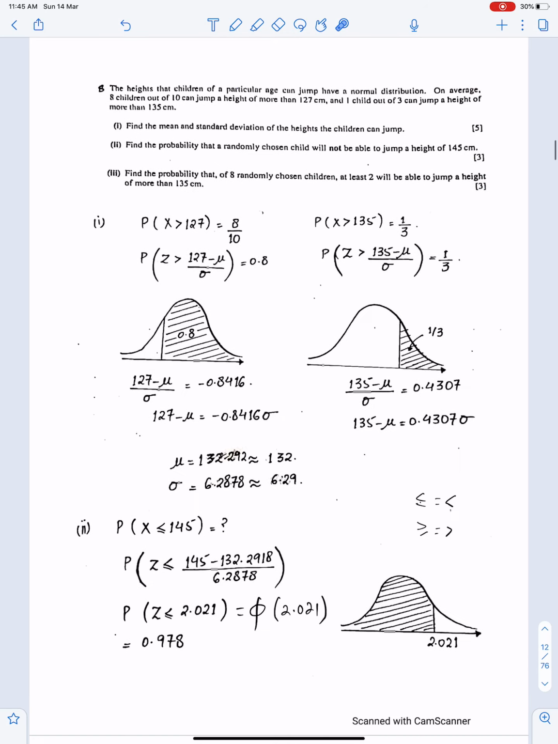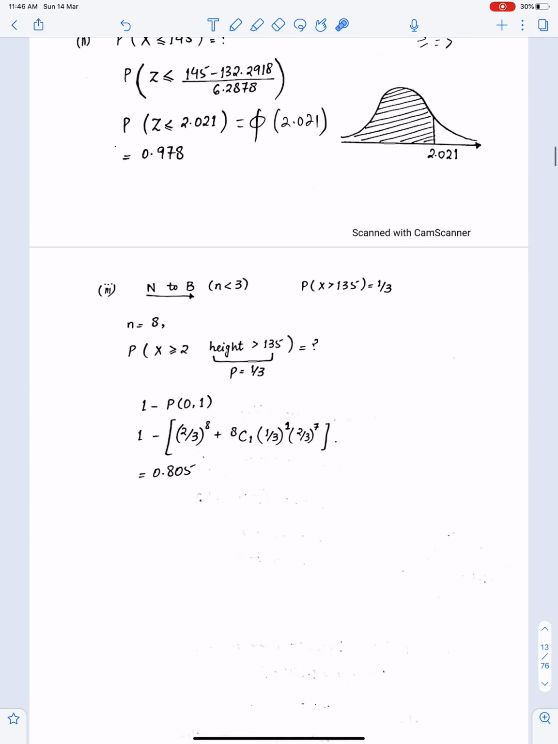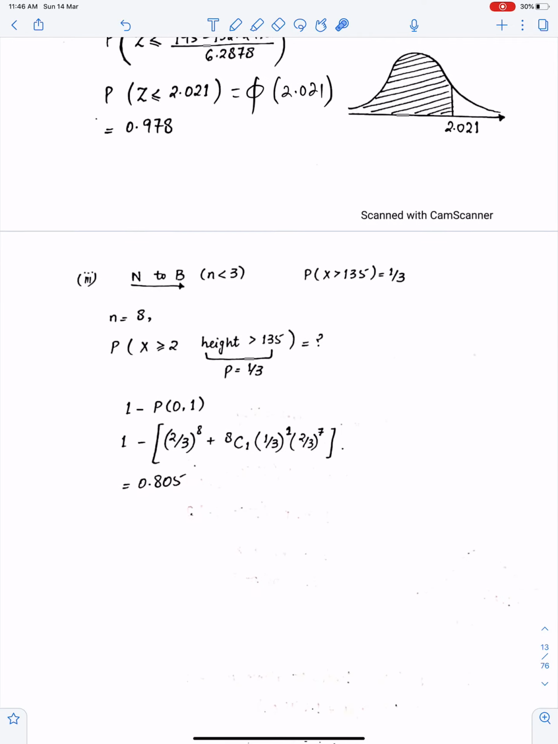Now the last part is again normal to binomial, because this 8 means normal to binomial. At least 2 will jump a height of more than 135. So the probability of more than 135 is 1 upon 3. This information will help you get P of binomial with the help of normal distribution. So P is 1 upon 3, and at least 2 means 1 minus P(0) minus P(1). That's the final answer up to 3 significant figures.